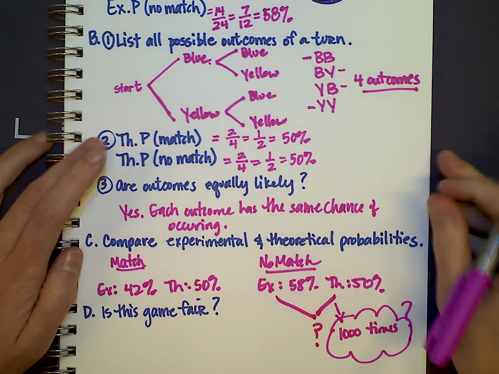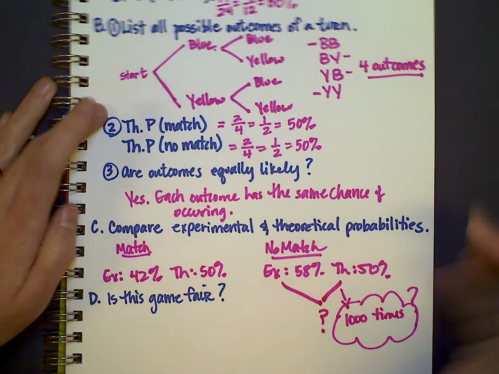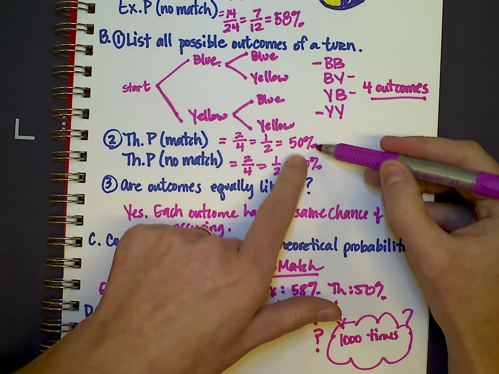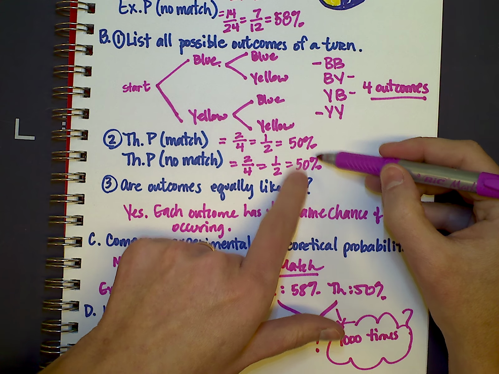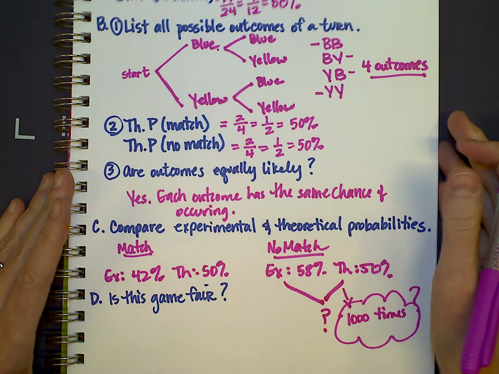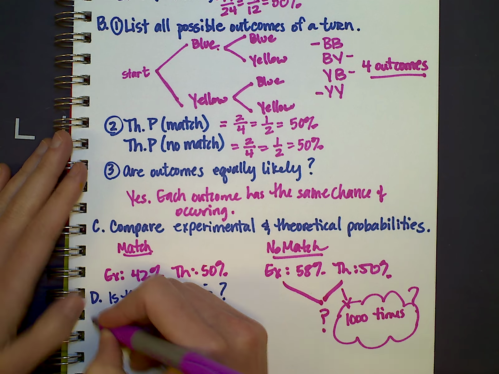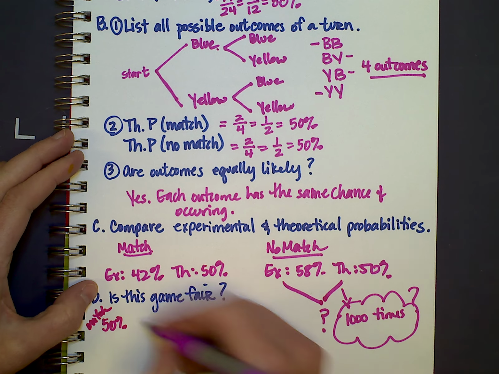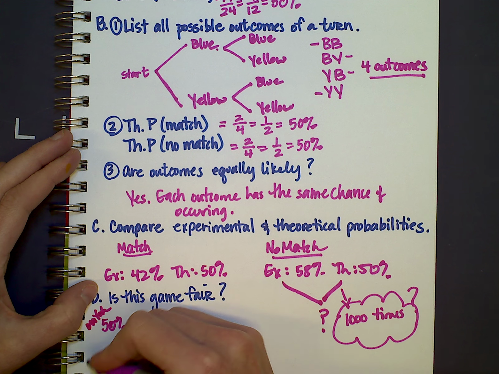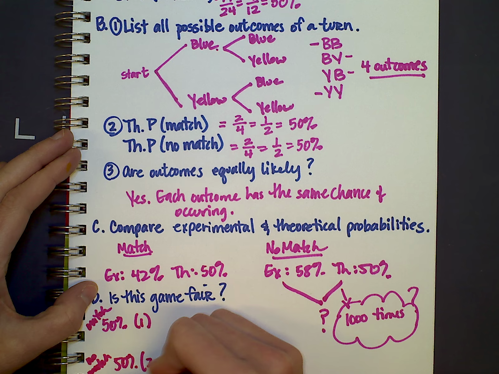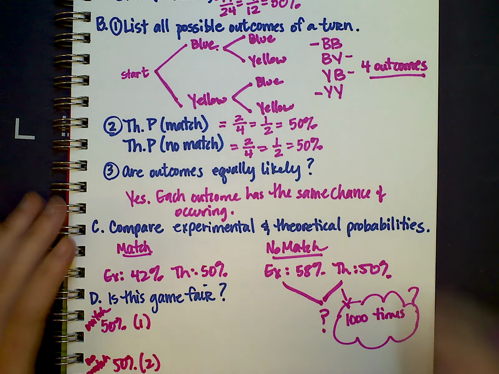All right, so the last part of the question is, is this game fair? Well, we know that there's the same chance of spinning a match as a no match, but it takes more than just the same probability to make a game fair. Because as you know, and I'm just going to make this one a match, we get 1 point for a match, and right now we get 2 points for a no match. That makes the game unfair.